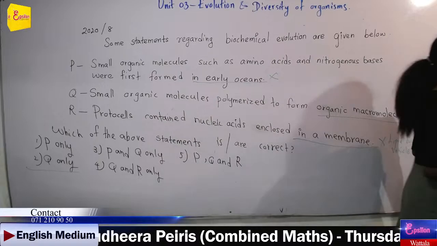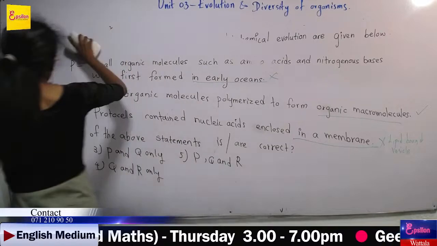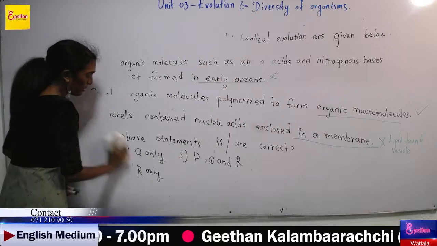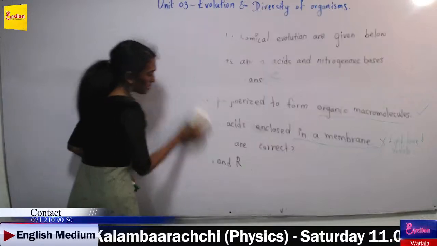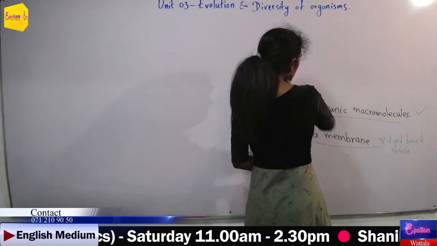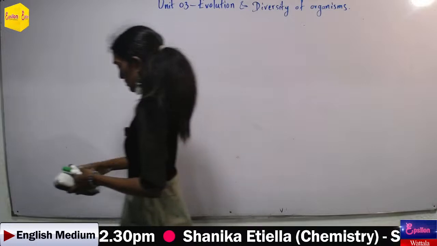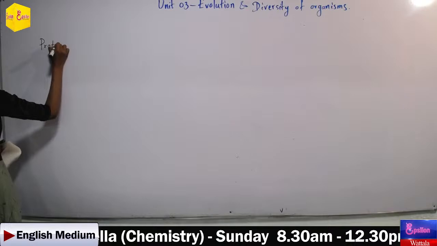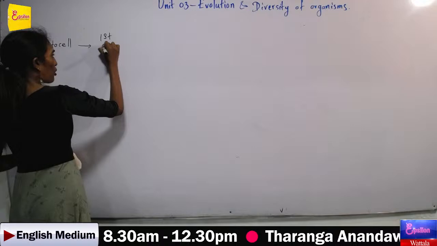Amir is saying all done now. Right, then I'm going to tell now how the first organism is formed. Protocell is formed. After that, first organism is formed. I'm going to tell you what happened after also. Firstly, the protocell. After that, first organism.